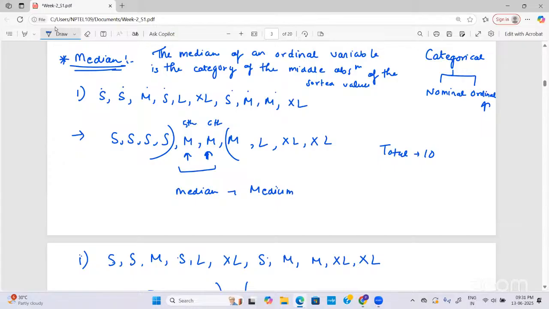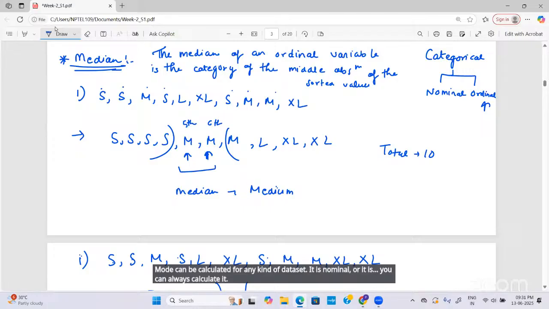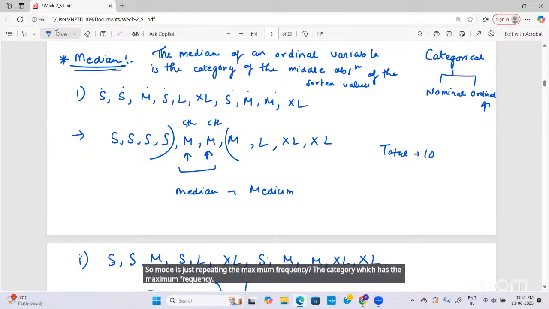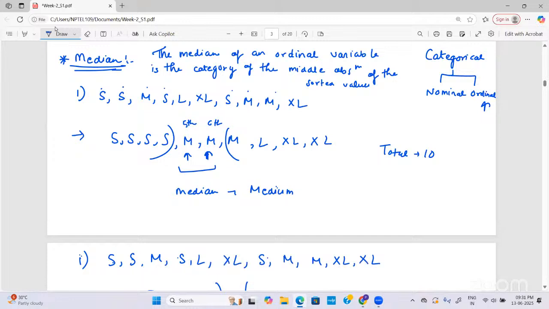Ma'am, can mode also be calculated for nominal, or only for ordinal? Mode can be calculated for any kind of data set. It is nominal or ordinal, you can always calculate it. Mode is just representing the category which has the maximum frequency. There we don't need to arrange our data set.